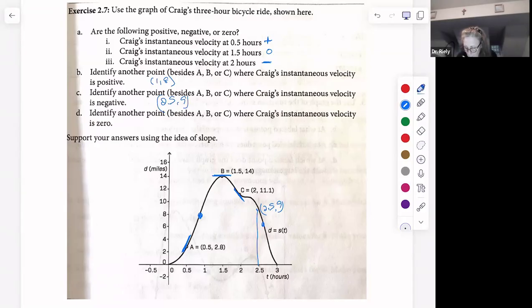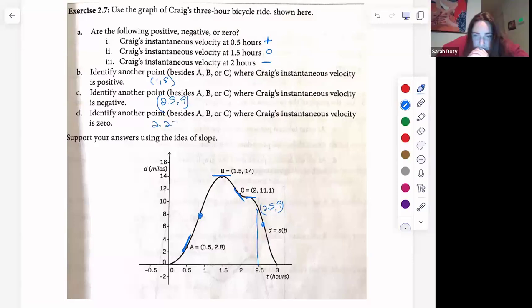And then another point where it's 0. So you see another flat section? It stops at 3 hours, but I can't assume that. It kind of looks like just before 2.5 where it has that second hump, that could be another 0. Yeah, that's what I think too. So let's say that that's 2.25.